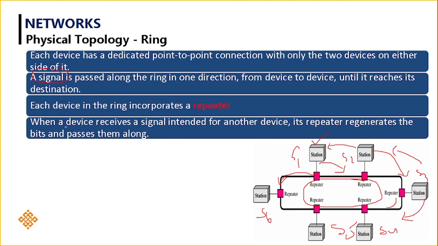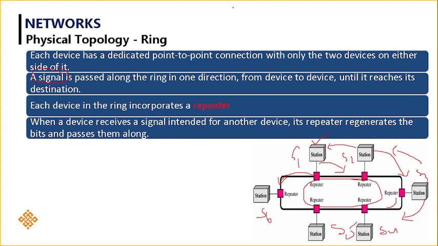So that's what I mentioned here. When a device receives a signal intended for another device, its repeater regenerates the bits and passes them along, so that the energy level of the signal should not come down. In this way, the ring topology will work. Normally, this topology we can see in hospitals or in banks, where for every station a token is allocated. Whenever the token comes, a service is given to that particular node. Here also the same concept is used.